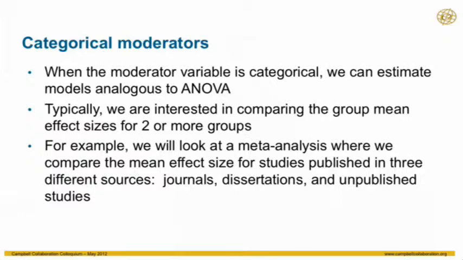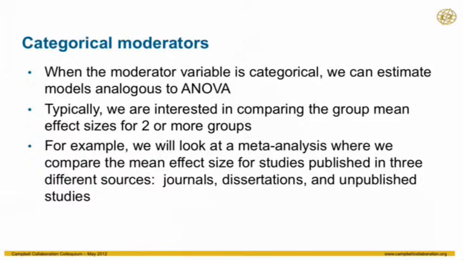And this is a fairly common moderator. Do we see differences in mean effects between published journal articles, dissertations, unpublished manuscripts, and so on? So we'll explore that using a set of sample data.